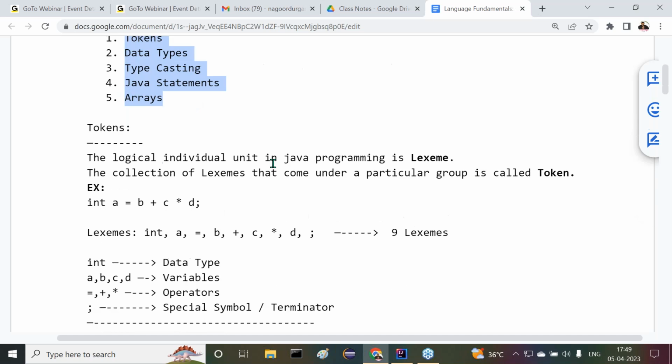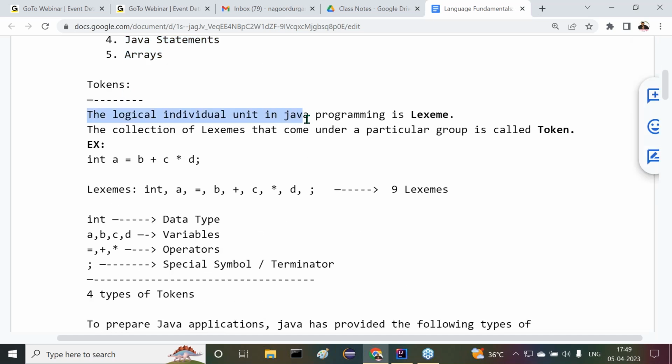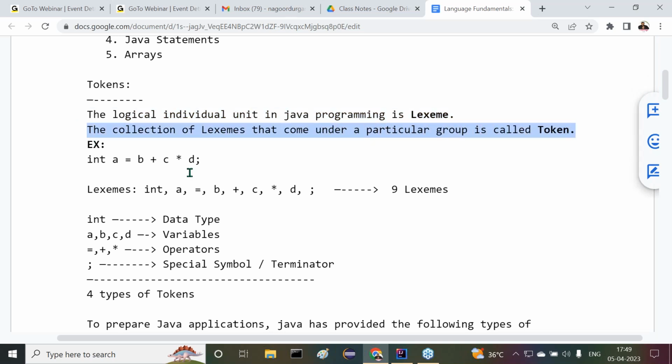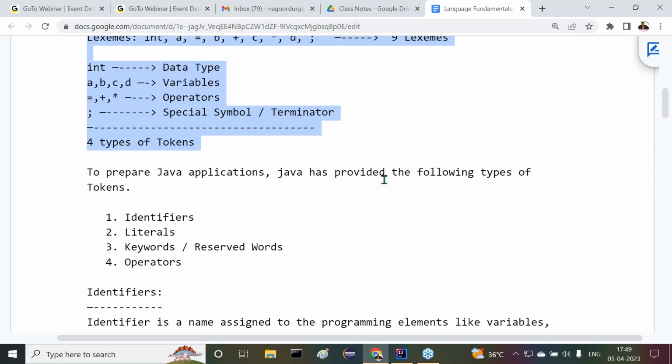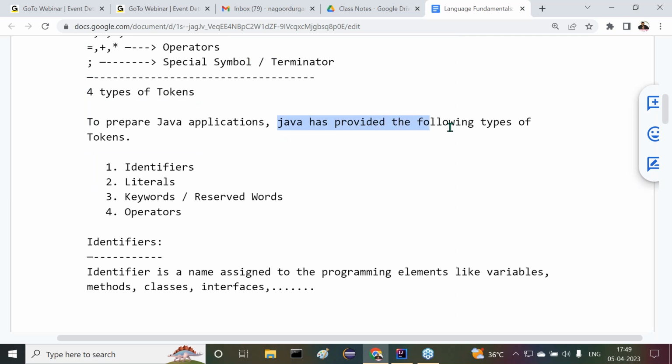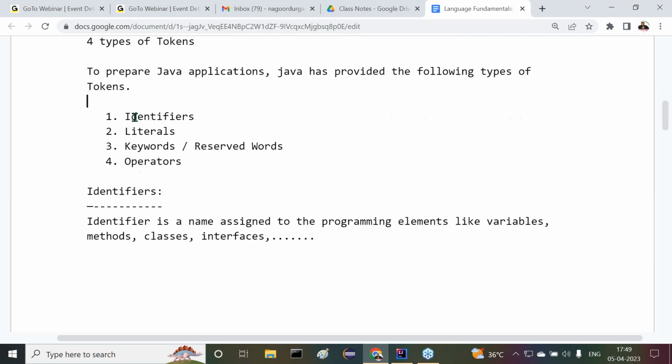Then what exactly are tokens? The logical individual unit in Java programming is called a lexeme. The collection of lexemes that come under a particular group is called a token. Right, sir. Example I've given, number of tokens here, we understood that. That's okay, fine. To prepare Java applications, Java has provided the following types of tokens. What are the various types of tokens available? Identifiers, literals, keywords or reserved words, operators.